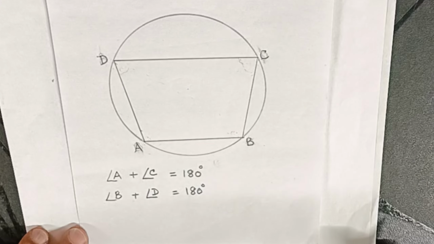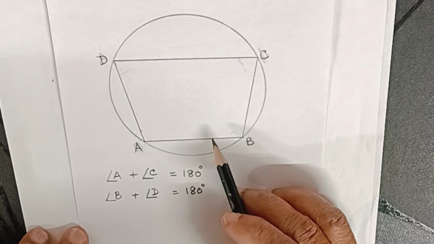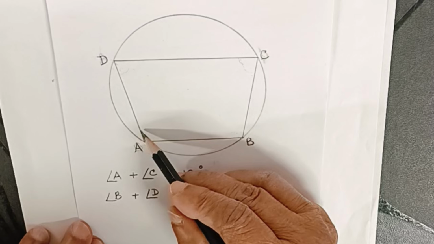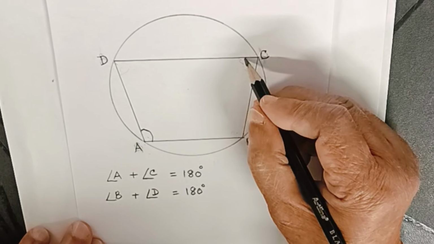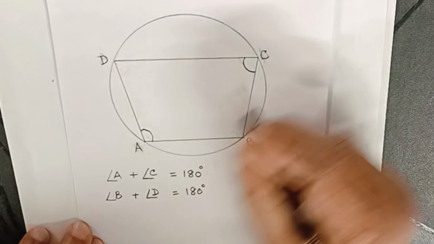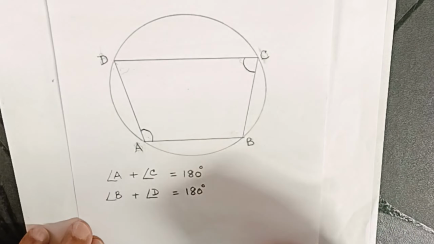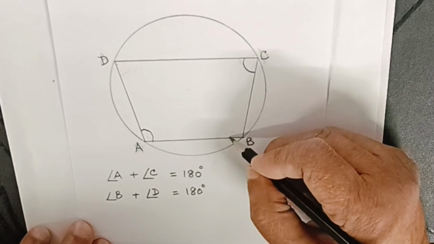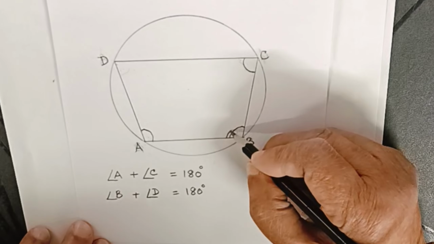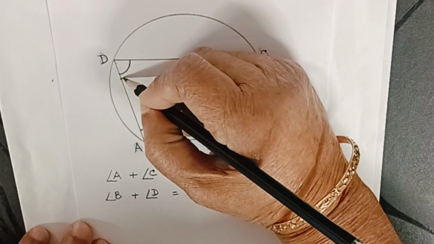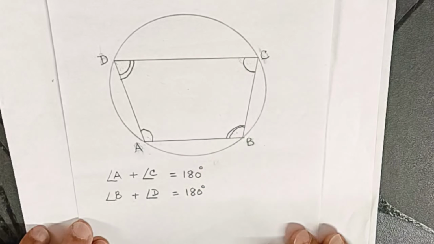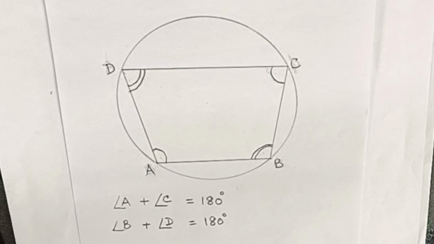And the essential feature of a cyclic quadrilateral is opposite angles. Angle A and angle C, they are the opposite angles. They sum up to 180 degrees. Similarly, angle B and angle D add up to 180 degrees. That is the fundamental property of a cyclic quadrilateral.